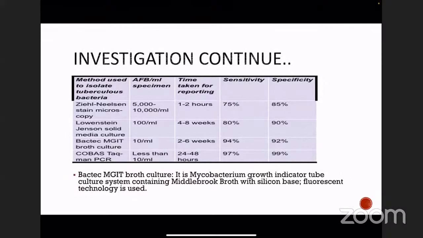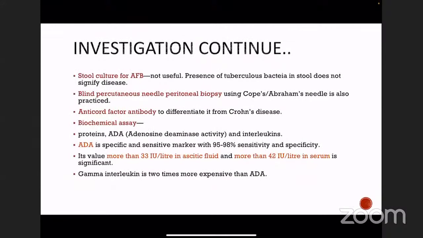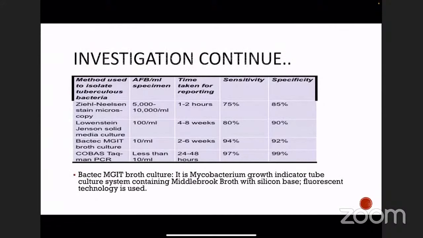So this was about investigation. Other is, you all know that we are doing staining to find the acid fast bacilli, AFB. And we are also doing a culture sensitivity, growing this organism on culture media. So what are the other methods on which we can grow this biopsy specimen and isolate this MTB? That are the Ziehl-Neelsen stain, Lowenstein-Jensen culture media, BACTEC MGIT growth culture, and Cobas TaqMan PCR.